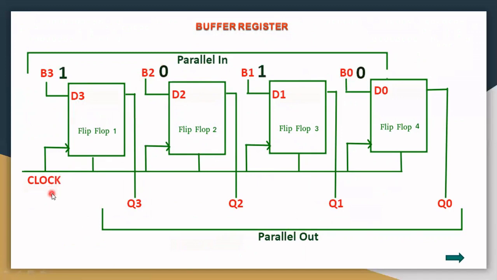So when we give a clock pulse, suddenly all the data gets stored here. B3, 1, is stored here and we get it at Q3. B2, 0, is stored here and we get it at Q2. B1, 1, is stored here and we get it at Q1, and B0, 0, is stored and we get it at Q0. So D0, 0, is stored in this flip-flop and we get it at Q0.